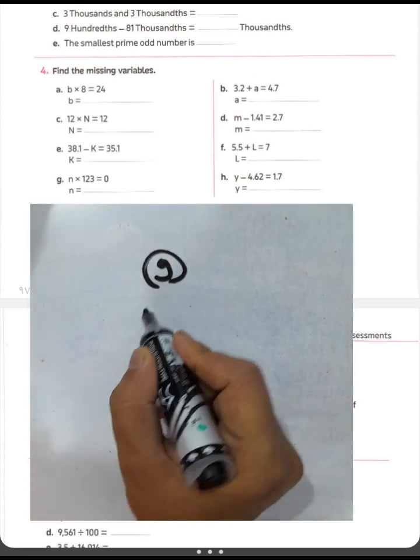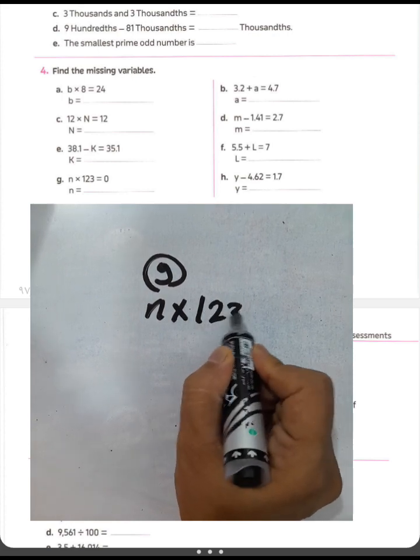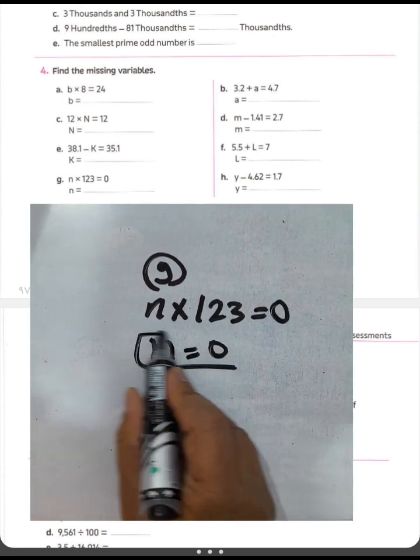Letter G. N times 123 equals 0, then N will be equal to 0.